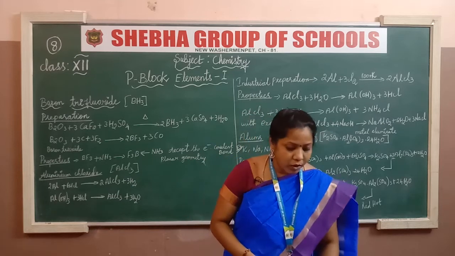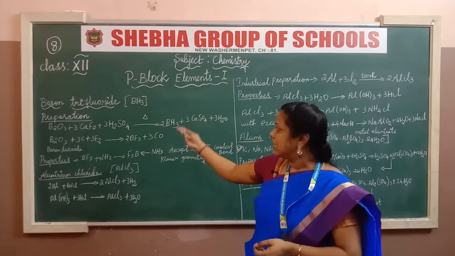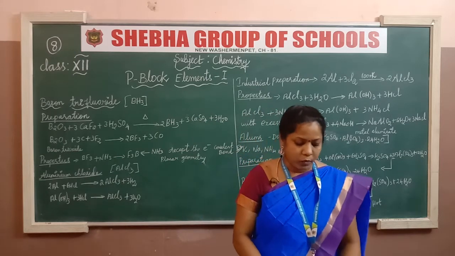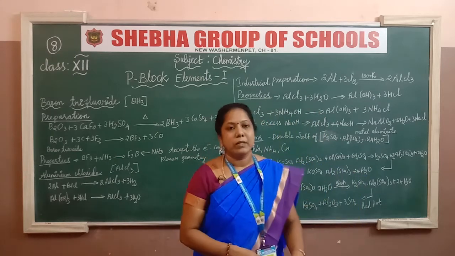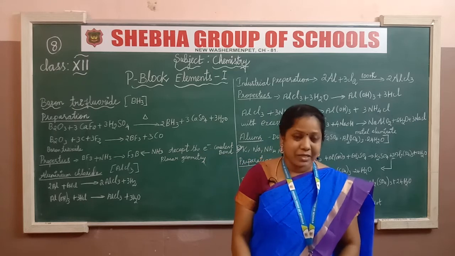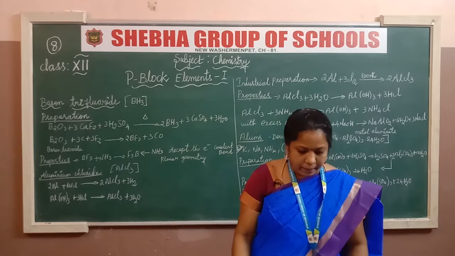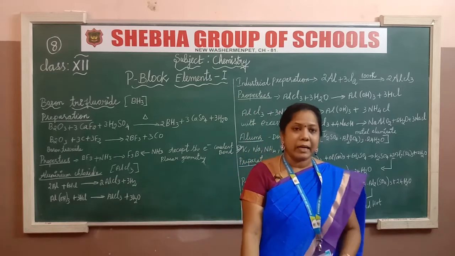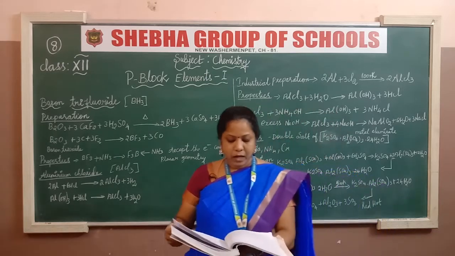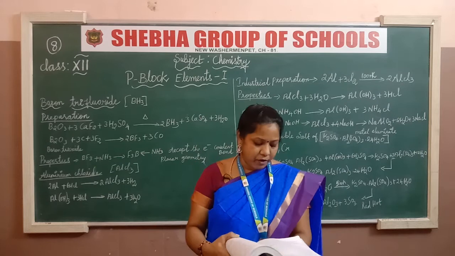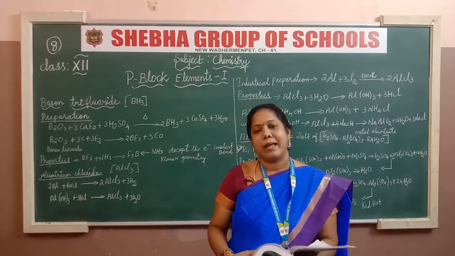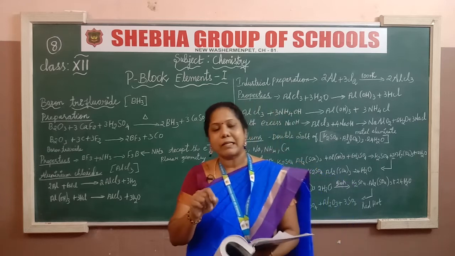What are the uses of that? Boron trifluoride and aluminium, and then go for the last one, alums. Let's see the uses. First, trifluorides. As for the uses, boron trifluoride is used for preparing HBF4, the hydrate of boron trifluoride, as a catalyst in organic chemistry. It is used as a catalyst in organic chemistry.